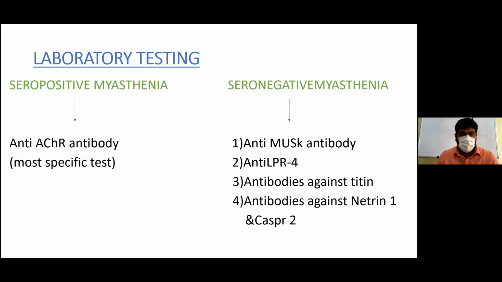Laboratory testing. In seropositive myasthenia, anti-acetylcholine receptor antibodies are present. This is considered to be the most specific test. In seronegative myasthenia, anti-muscle specific kinase antibodies, anti-LRP4 antibodies, antibodies against titin, antibodies against netrin-1, and Caspr2 are present.